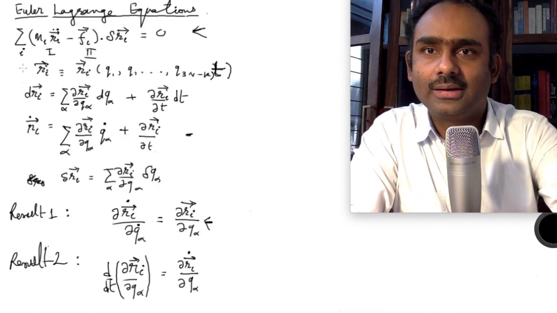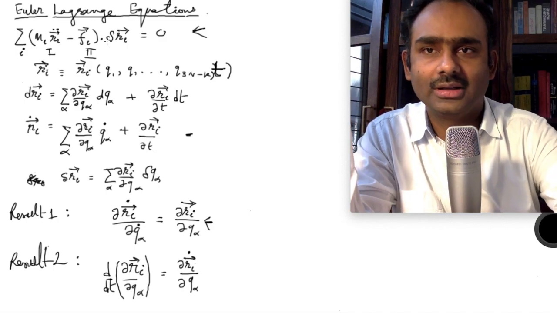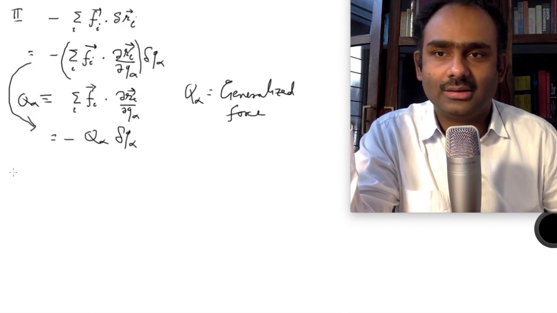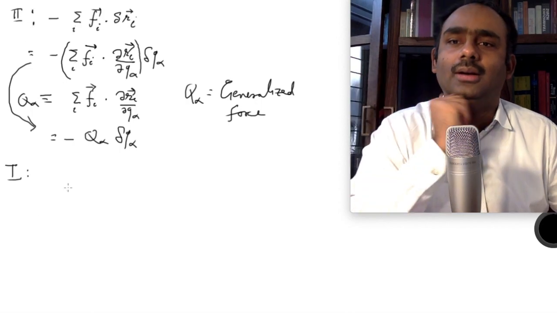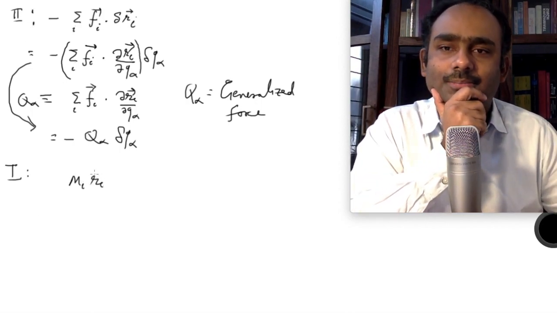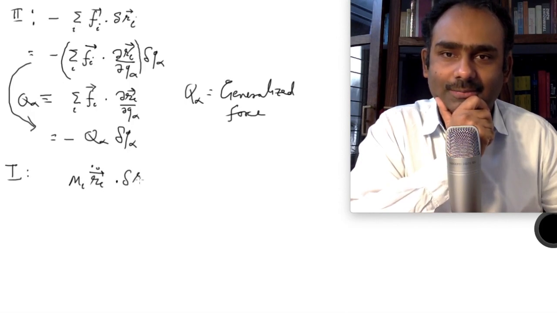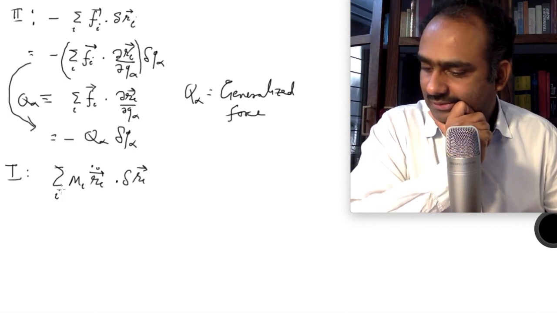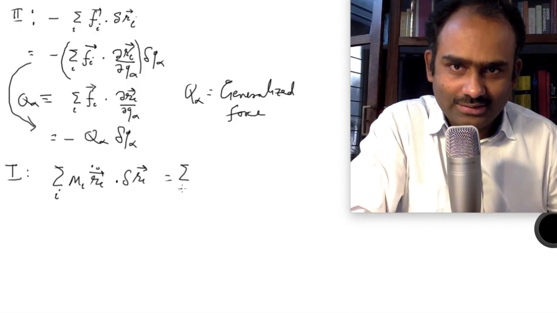which was here, mi ri double dot dot delta ri. Okay, so that's what we want to write now. So let's see, term number one, here was term number two. Mi, now this is going to be very interesting, we are almost there, mi ri double dot dot delta ri, summation over all i, that's correct.